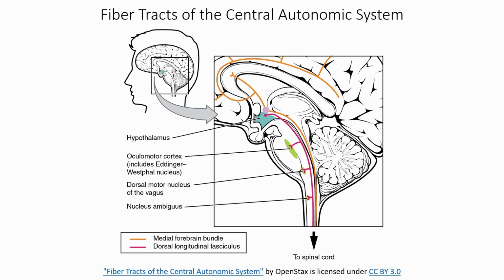So this is what we're looking at. In orange here, we see the medial forebrain bundle, and then in pink here, we see the dorsal longitudinal fasciculus. Right, so we see it connecting to the oculomotor nucleus, the dorsal motor nucleus, the nucleus ambiguus, connecting to all of those with the hypothalamus. And we'll talk more about the hypothalamus in the next chapter when we get into the endocrine system, because I like to call it the bridge between the nervous system and the endocrine system.